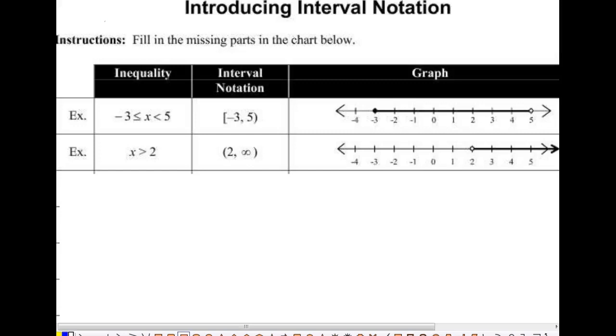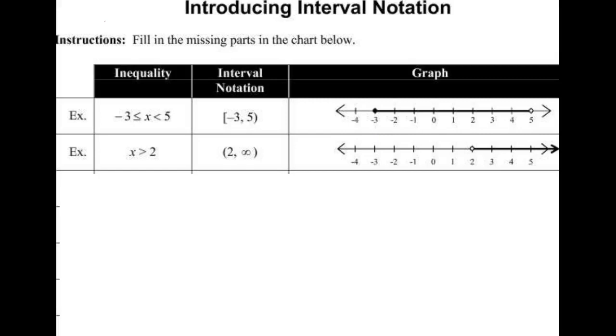Okay, these are quick examples for the inequality and interval notation. So if we look at the first example of this graph, we can see that it starts at -3 and ends at 5. So -3 is my lowest x value, and 5 is my highest x value.